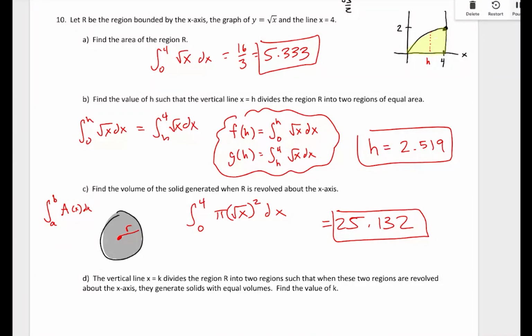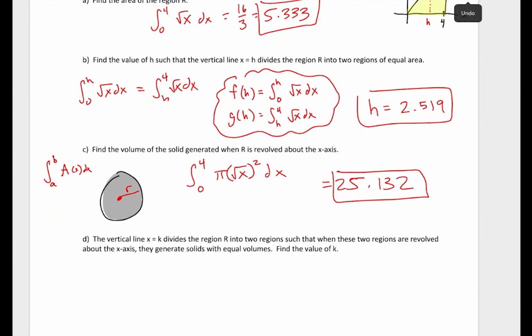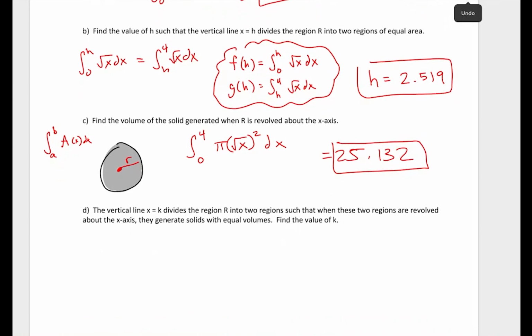Because of the simplicity of this function, you probably could have gotten away with doing this without a calculator. I think this one would be doable because really you're just integrating x. You can factor out the pi, and this one actually works out pretty easily without a calculator, but yeah, I'm fine with that for now.